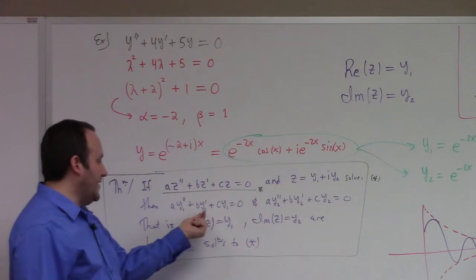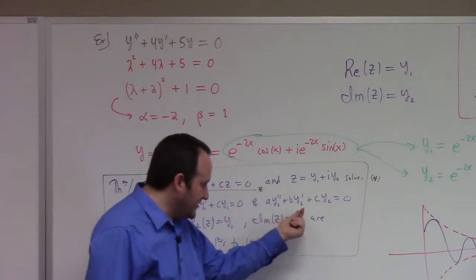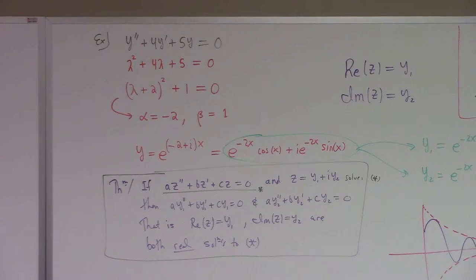So a y1 prime prime plus b y1 prime plus c y1 equals 0, and a y2 prime prime plus b y2 prime plus c y2 equals 0, where y1 and y2 are the real part and the imaginary part of that complex exponential. Let me put it in different terms. Every complex solution we find comes with two real solutions to the differential equation built in automatically.